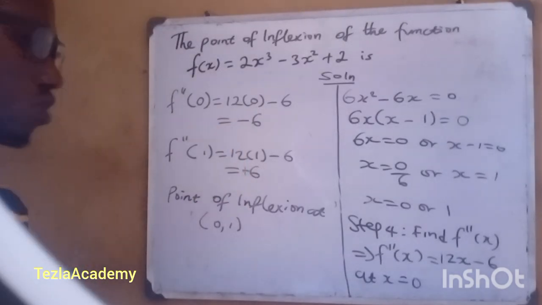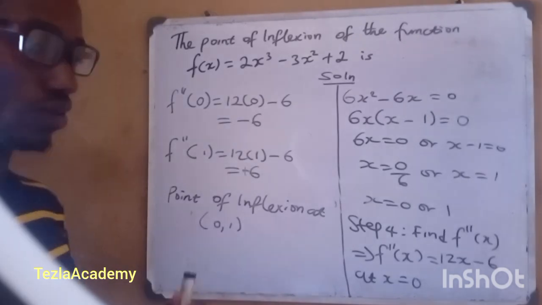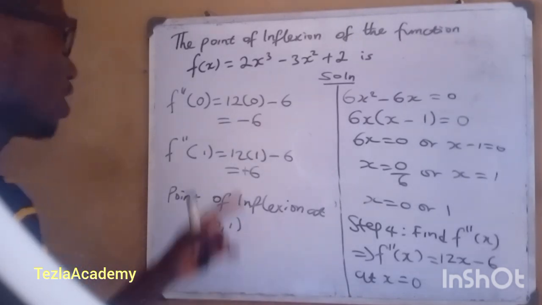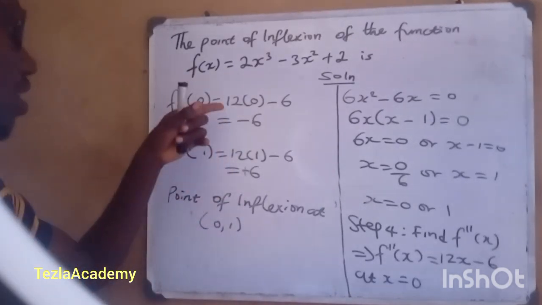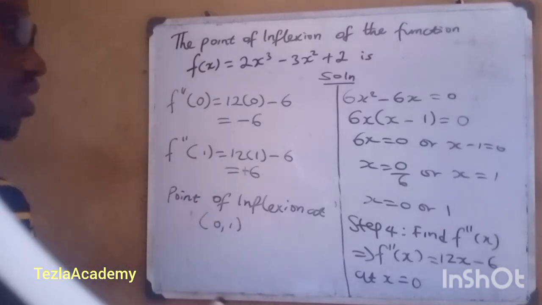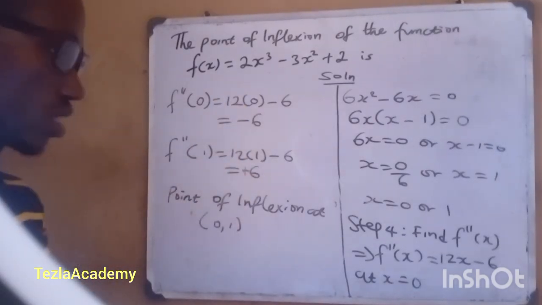Inflection. So number 1, I repeat again, if the second derivative is 0, it's a point of inflection. If the second derivative changes sign, assuming you get 2 answers, those 2 numbers are also points of what? Inflection. So that's how it is being solved.